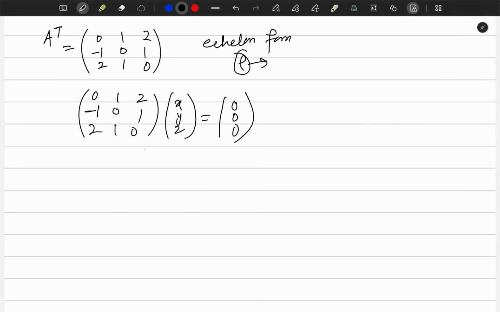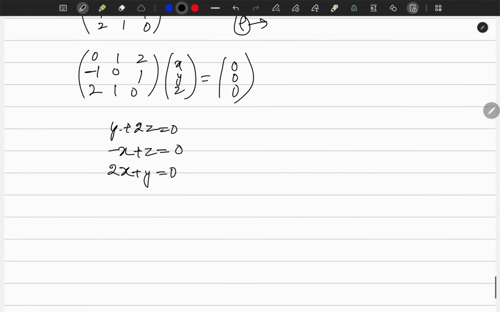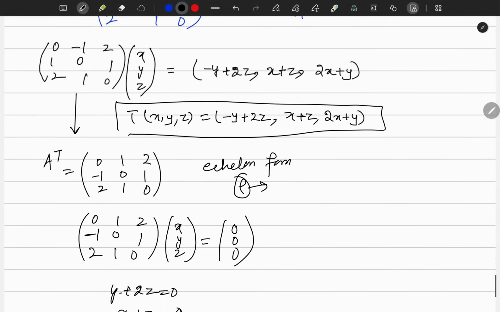For example here, that will be x plus y plus 2z is equal to 0. Similarly here minus x plus z is equal to 0, and 2x plus y is equal to 0. If you solve it, x is equal to y is equal to z, all should be 0, so the nullity of this will be 0. So in this way you can practice the questions.